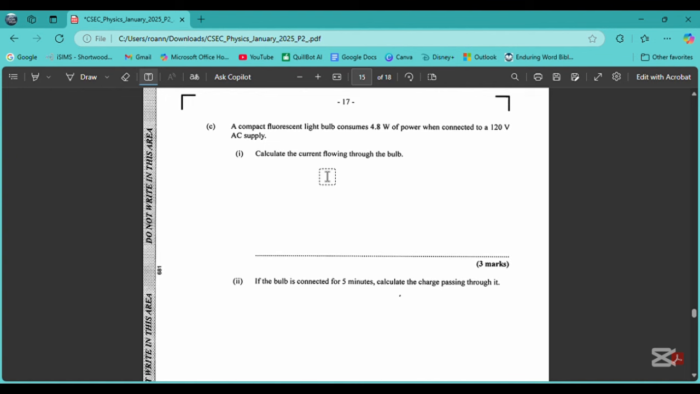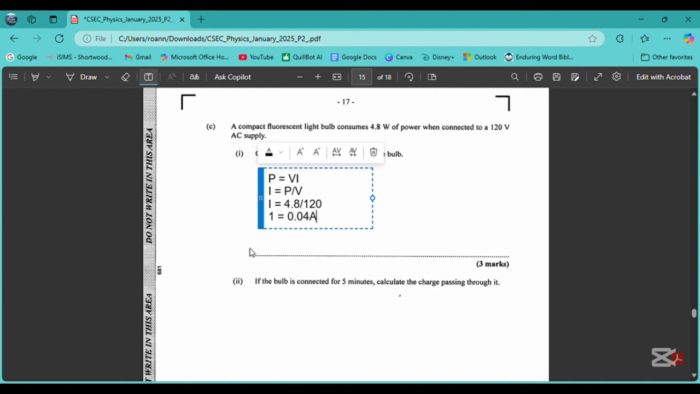C. A compact fluorescent light bulb consumes 4.8 watts of power when connected to a 120 volts AC supply. Calculate the current flowing through the bulb. So we use the formula P is equal to VI, transposed to find I because we want to find current. So that would be P divided by V. So I would be equal to 4.8 divided by 120. Therefore, I is 0.04 amperes.